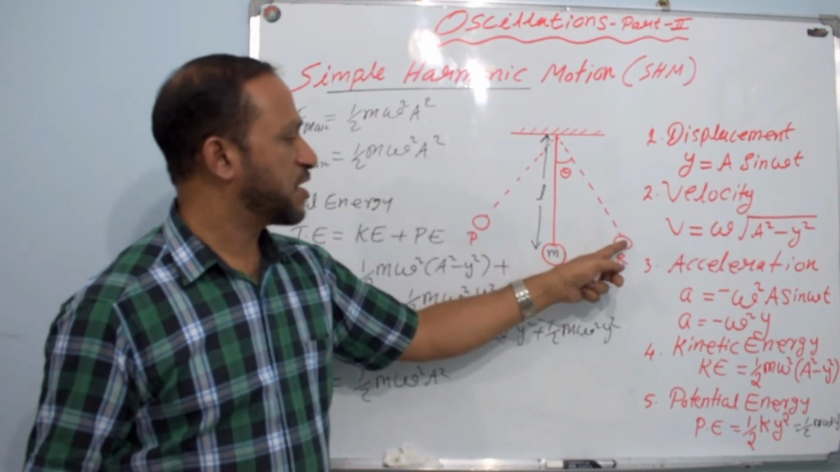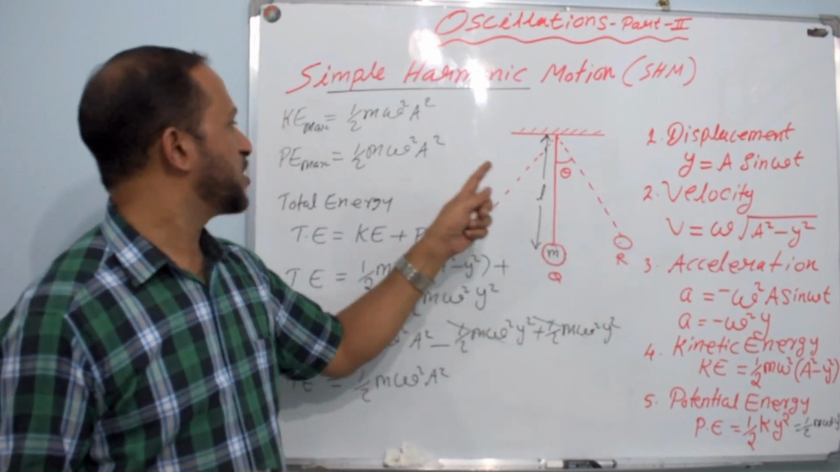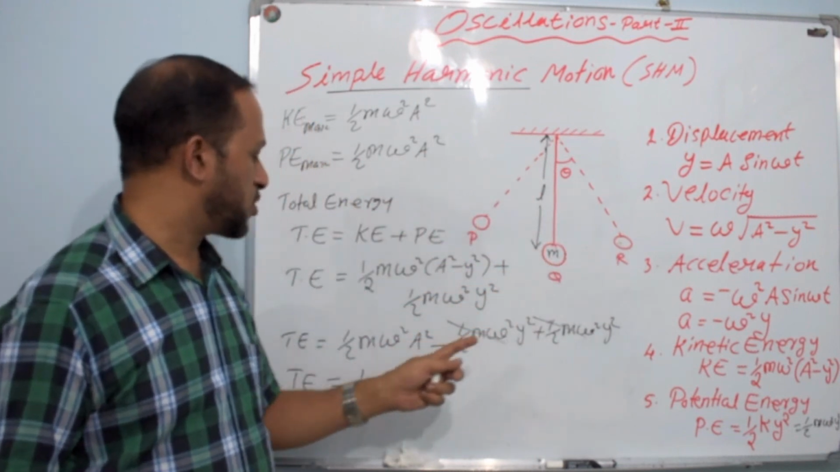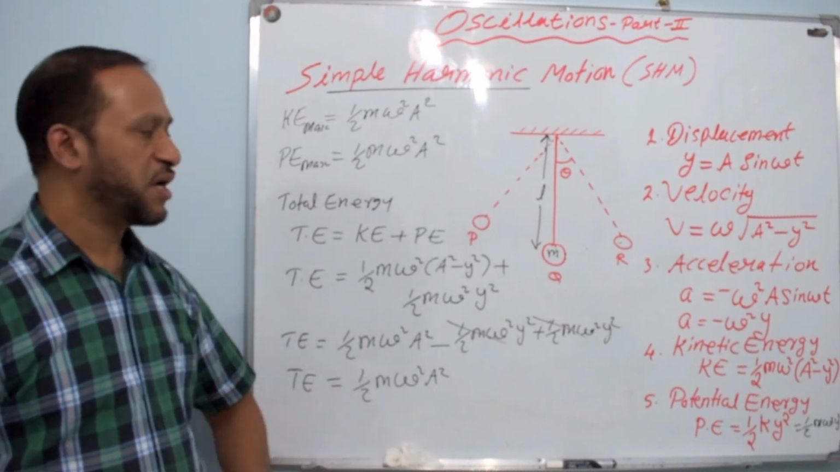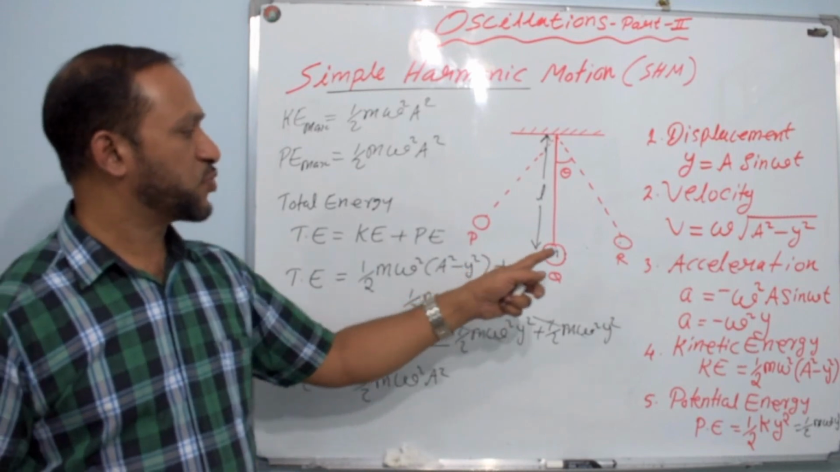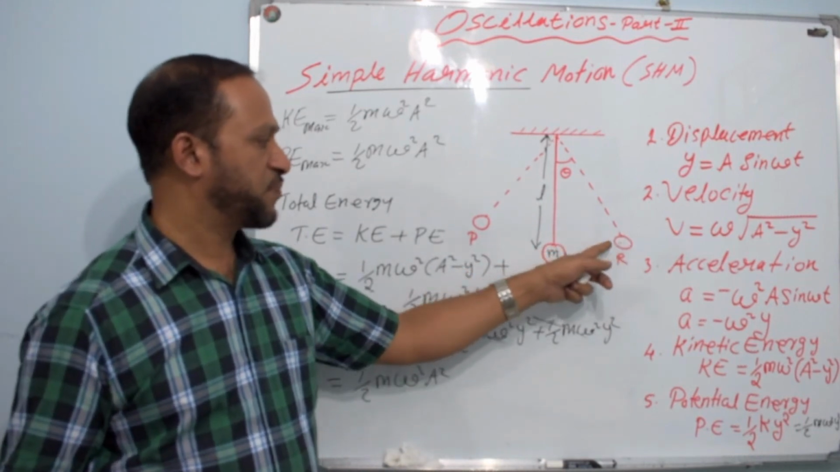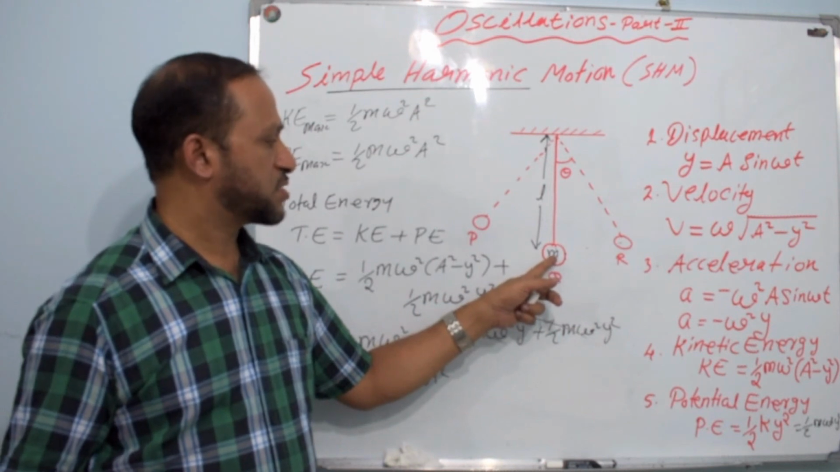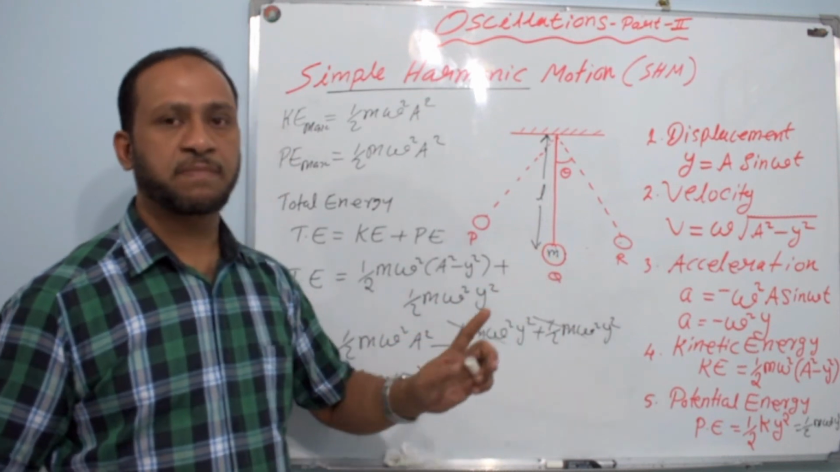Total energy at the extreme position is also half m omega square a square. In between these two points also, total energy is the same, which means energy remains constant throughout. But at the extreme position, potential energy is maximum and kinetic energy is zero. At the mean position, potential energy is zero and kinetic energy is maximum.